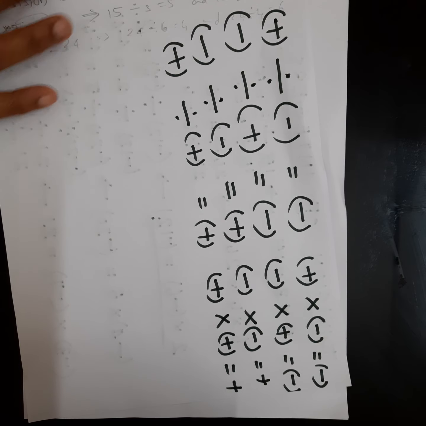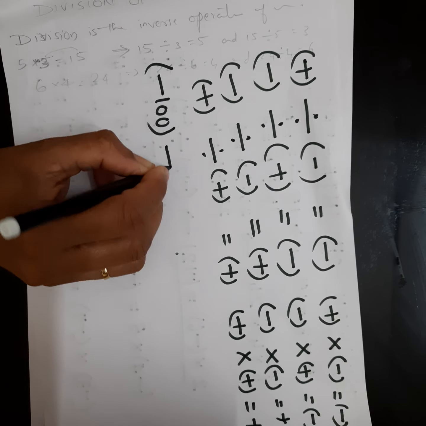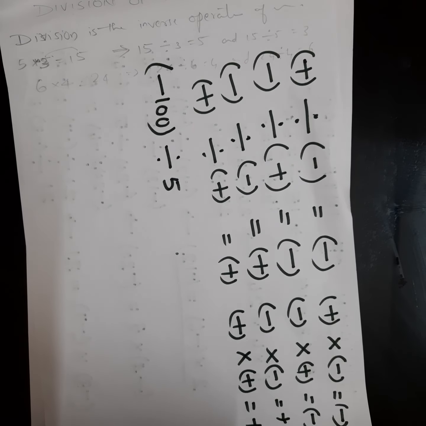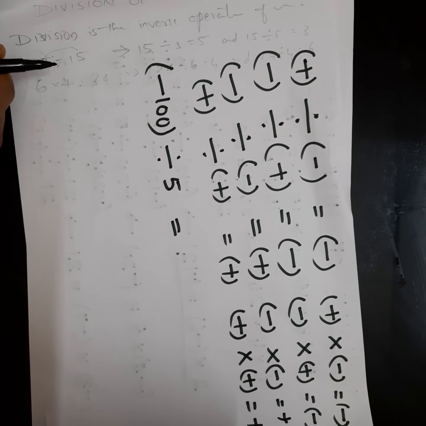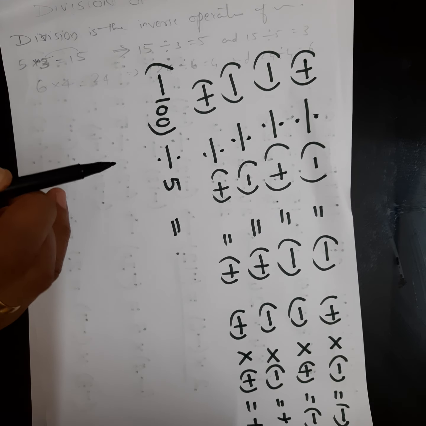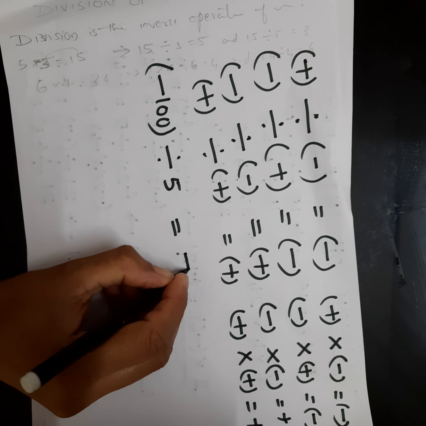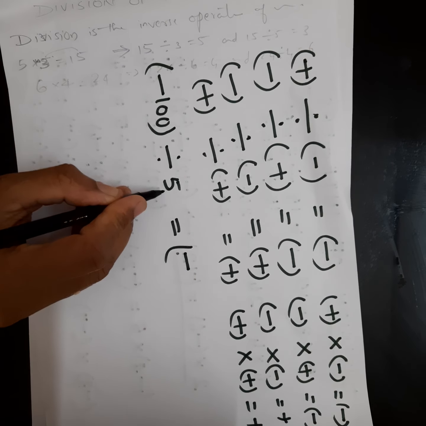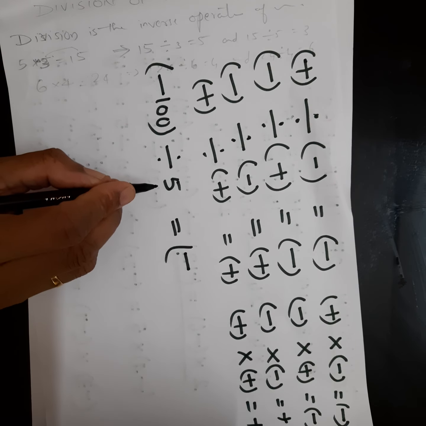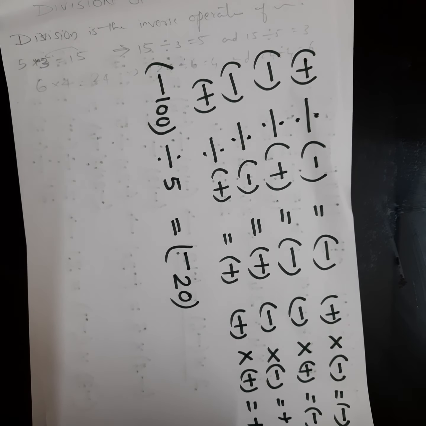So let us take an example. Minus 100 divided by 5. How will we divide? First, what do we have to do? We have to decide the sign. Here see, one is negative, one is an odd number of negatives, so the answer is negative. Now 100 divided by 5. How many 5s are in 100? 20. This is the answer.